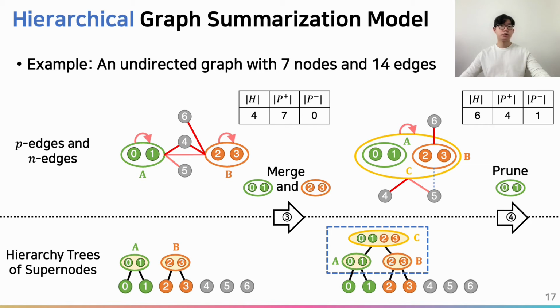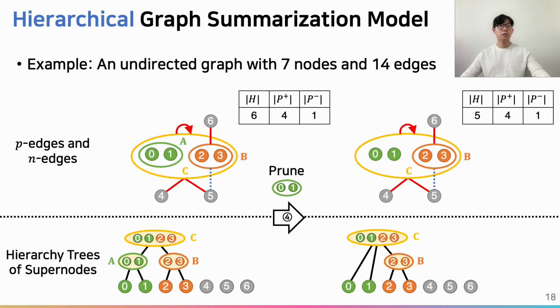The P edge between root supernode C and leaf supernode 5 indicates subnodes 0, 1, 2, and 3 are adjacent to subnode 5 in the input graph, and the N edge between internal node B and leaf supernode 5 indicates that among them, 2 and 3 are not actually adjacent to 5. In the last step, internal supernode A is removed. Note that removing this internal node does not affect the reconstruction of the original graph, but reduces the total count of edges. Note that the total count of edges decreases from 14 to 10 as summarization progresses.